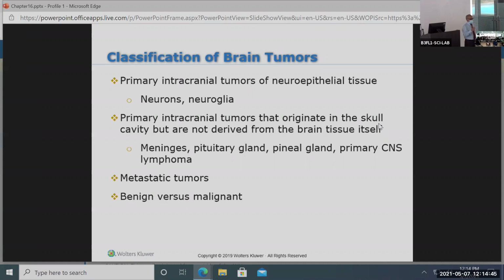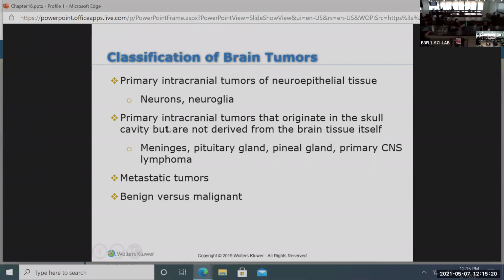Now, most of the brain tumors originate from these neuroglial cells. Is it clear? They don't involve the nerve cells or neurons. They arise from the neuroglial cells. So we do have neurons and the neuroglia. I mentioned different types of neuroglia.